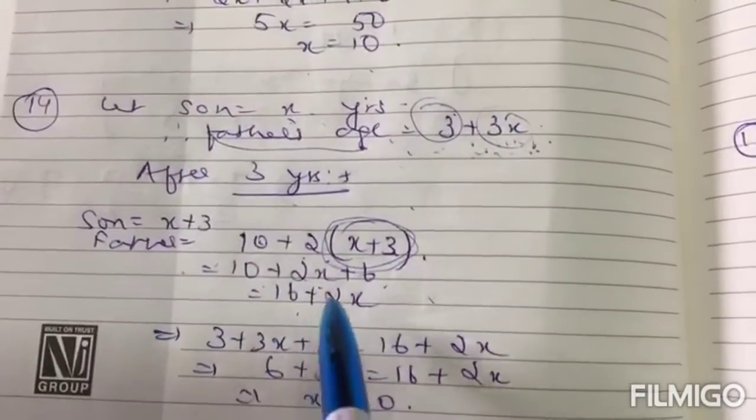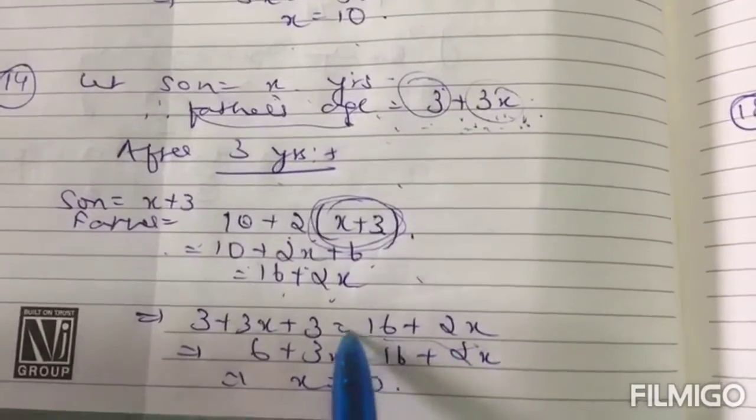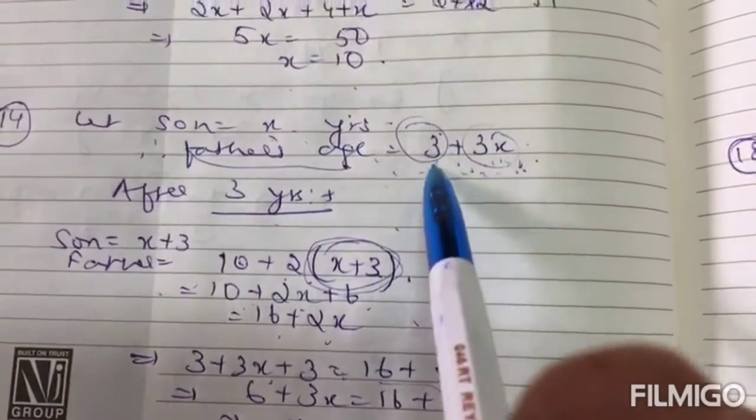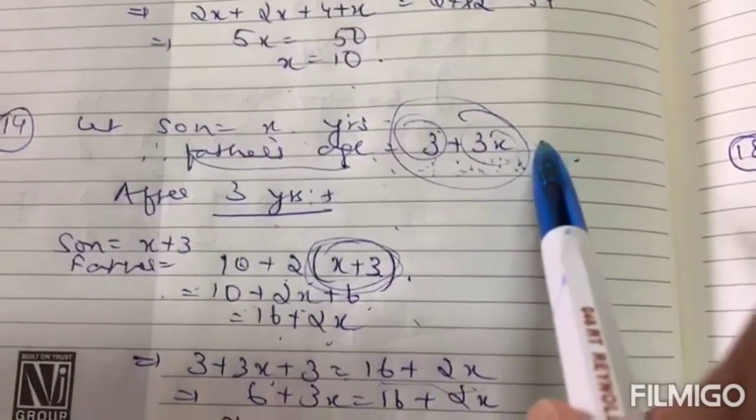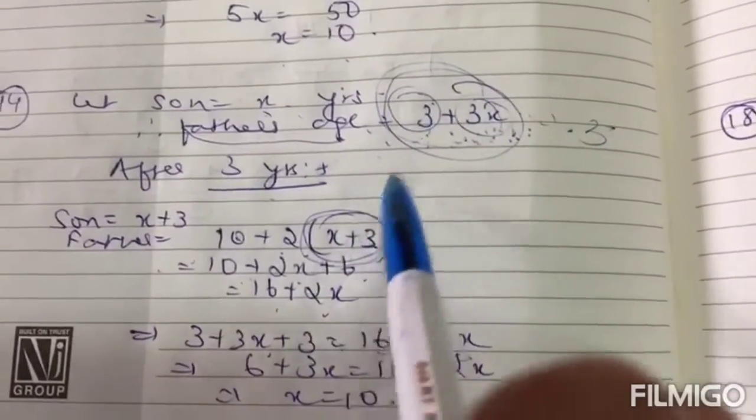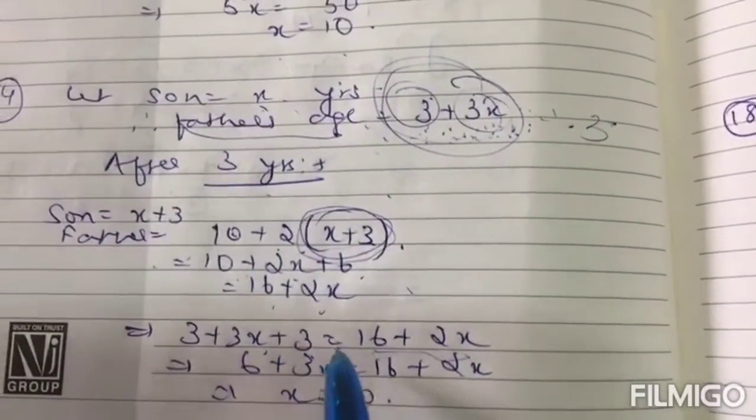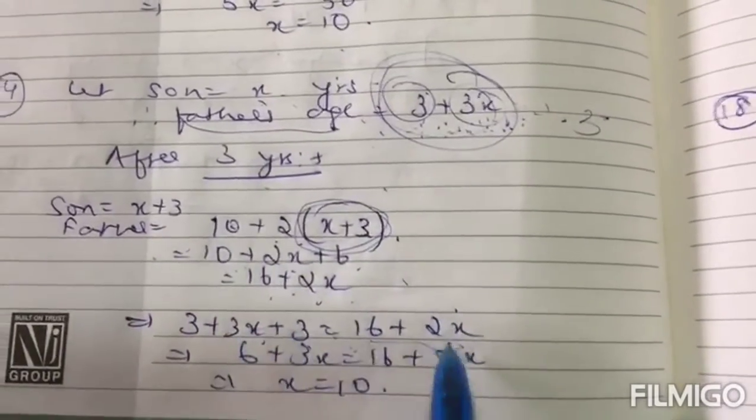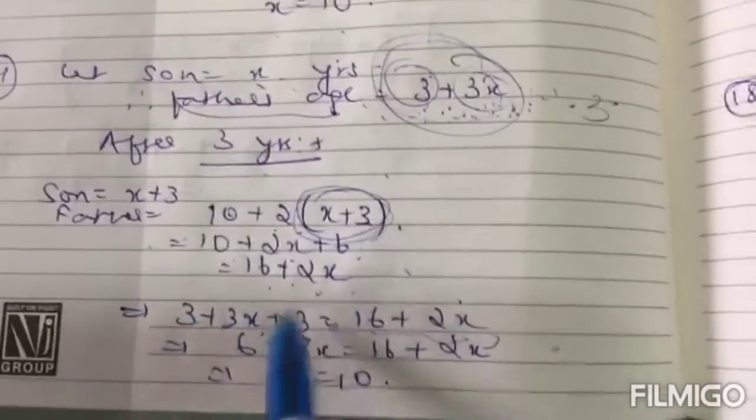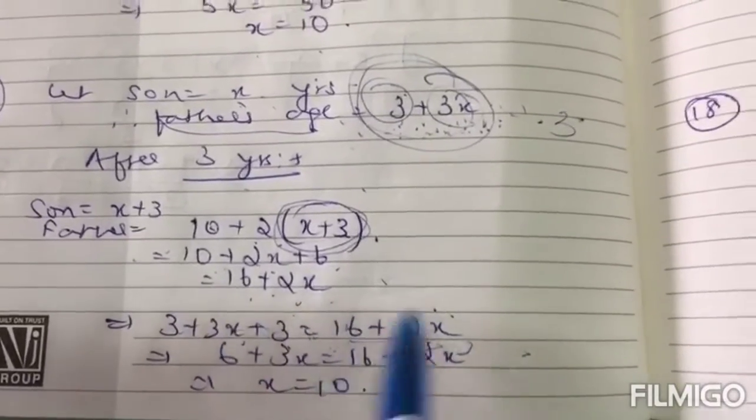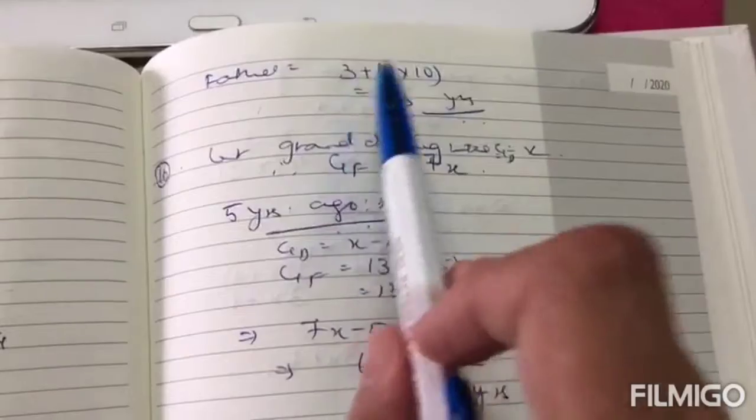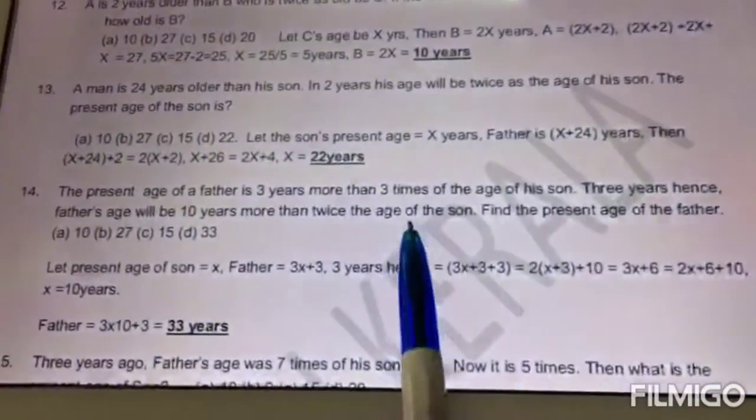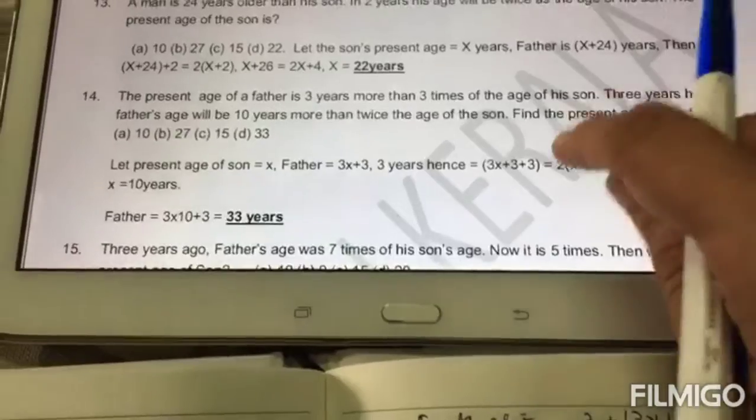So now father's age after 3 years can be written as 16 plus 2x, and it can also be written as 3 plus 3x plus 3. This is the present age of the father, and age after 3 years will be this plus 3. Both should be equal because both represent the father's age after 3 years. So when you solve for x, you will get x as 10, and father's present age would be 3 plus 3 times x, which is 3 plus 3 times 10, which is 33 years. Got it?